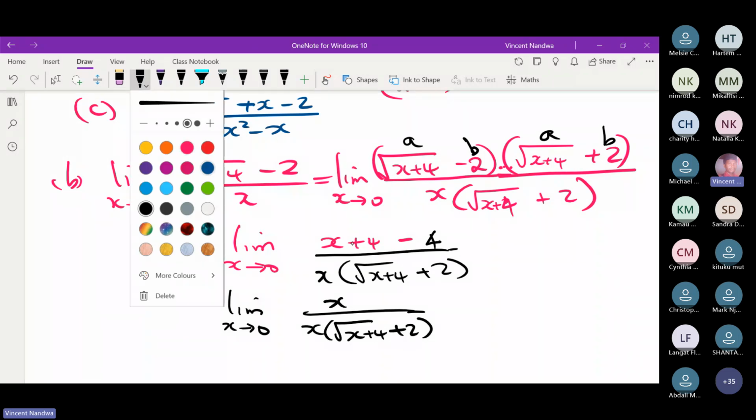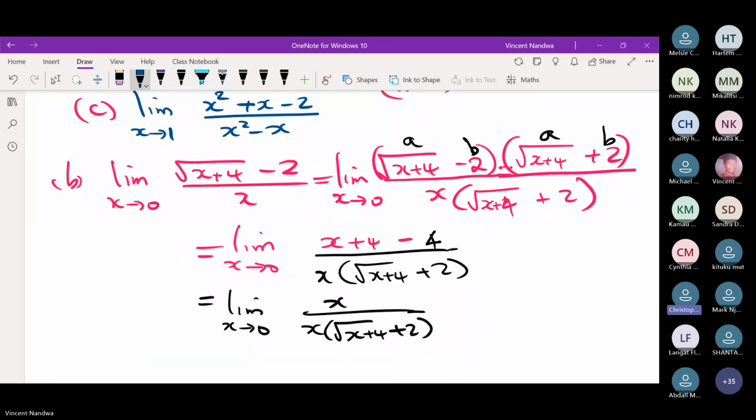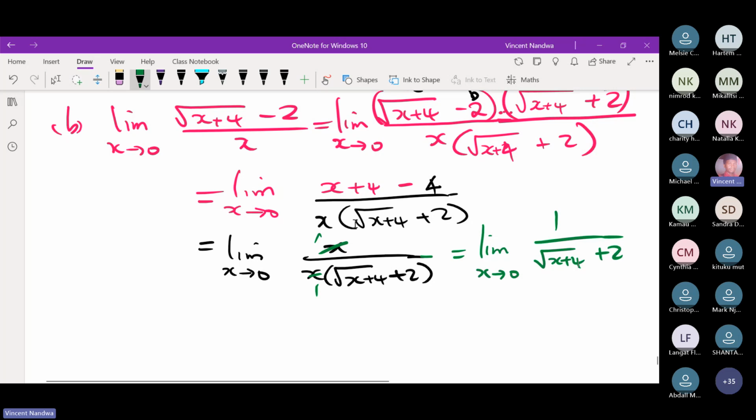So from there, what should happen? Cancel the x. x cancels out. Yeah, correct. So this will give us limit as x approaches 0 of 1 over square root of x plus 4, then plus 2. Because now we have correctly done the rationalization and the simplification, at this point direct substitution must always work. So this will be now 1 over square root of 0 plus 4, then plus 2.